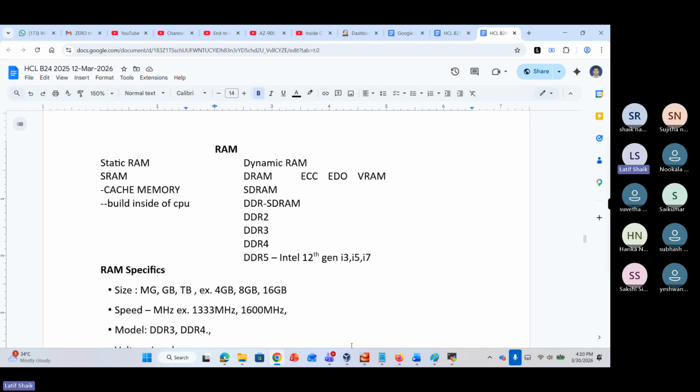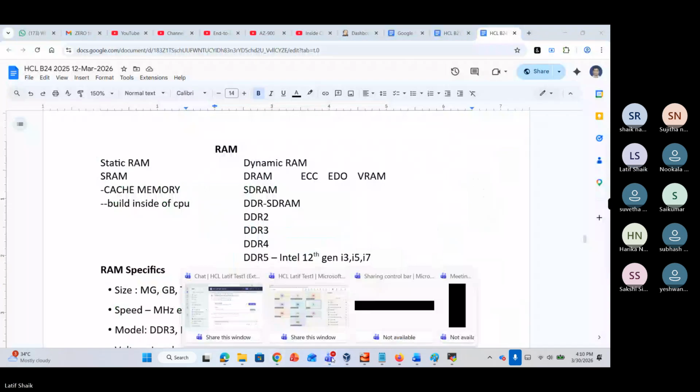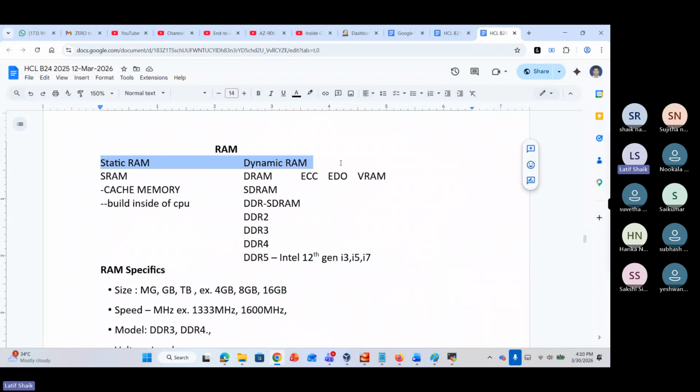In this RAM, we have two types: one is static RAM, another one is dynamic RAM. Static RAM, also called SRAM, is the cache memory which is inside the CPU. It means we don't use SRAM separately; the CPU already has cache memory. You see the L3 cache memory, that cache memory is nothing but SRAM. SRAM is built from pure transistors. Heavy, high-speed data transactions are done with the SRAM only, so it is built inside the CPU.